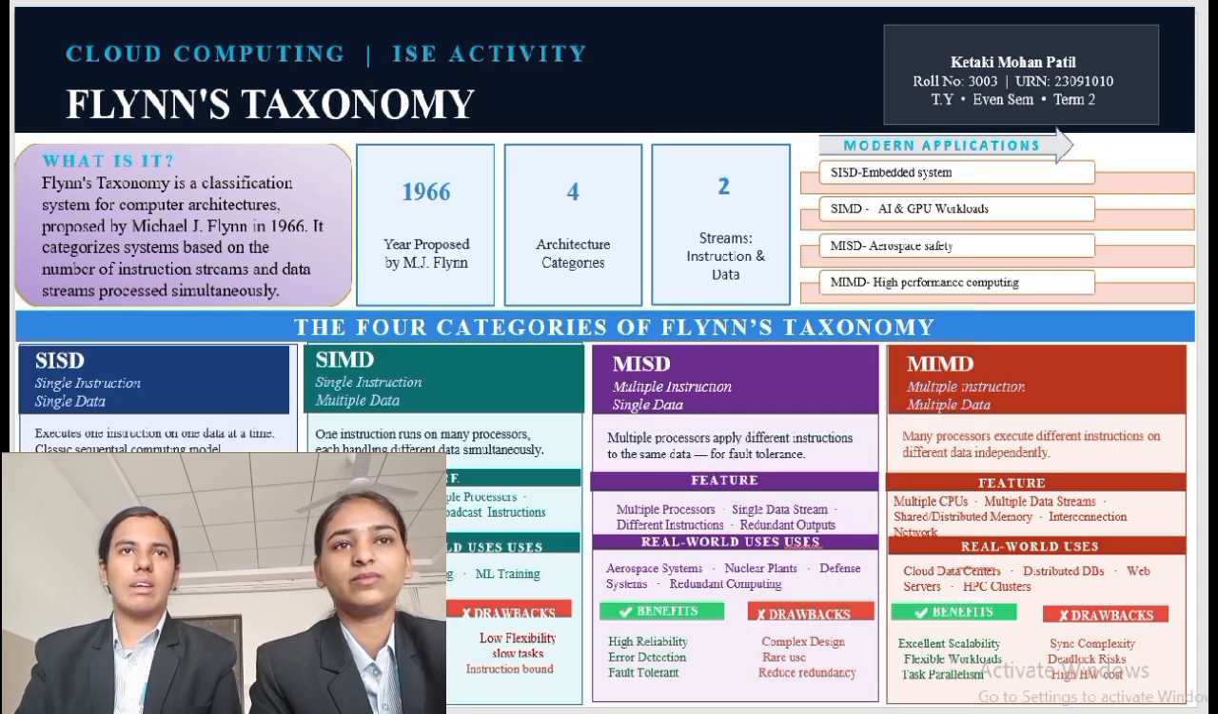I think that's enough. Now let's move to the next topic, that is SIMD. SIMD stands for single instruction and multiple data. This means only one instruction or command is executed on multiple data items, and these data items are the same kind of data type.